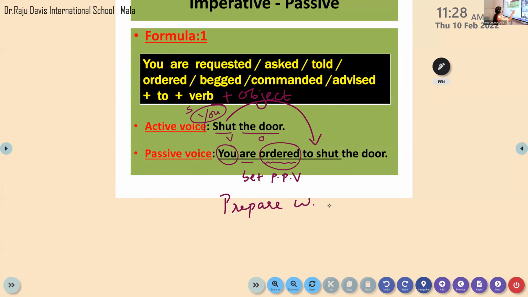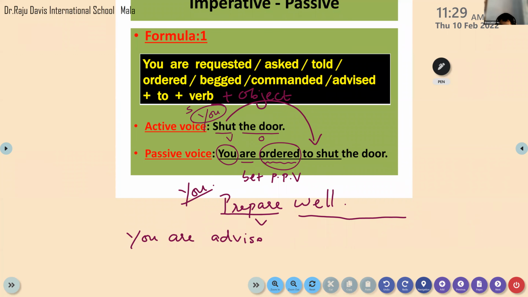"Prepare well" is an imperative sentence without an object, isn't it? What is the subject of the sentence? You. So you have a subject and a verb, and there is no object in the sentence. So how can you apply this formula here? You are advised to prepare well. Prepare becomes to prepare, well.